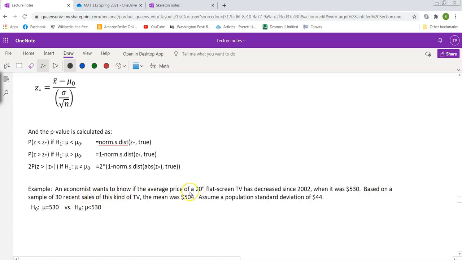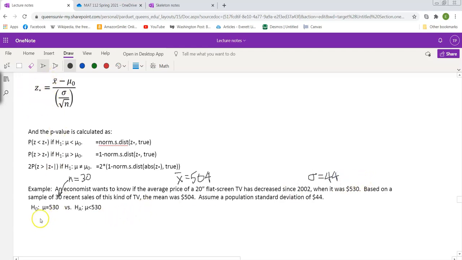So we still have an economist wanting to know if the price of a flat screen TV has decreased since 2002, when it was $530. So now they've calculated, based on a sample of 30 recent sales, so 30 is going to be n, the mean was $504. And we're going to assume a population standard deviation of sigma equals 44.